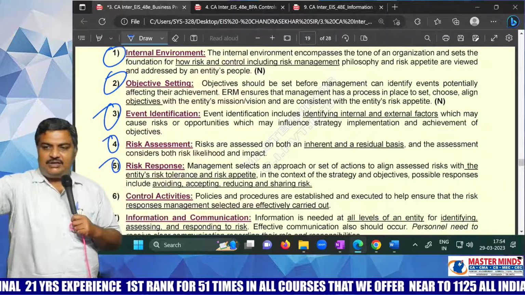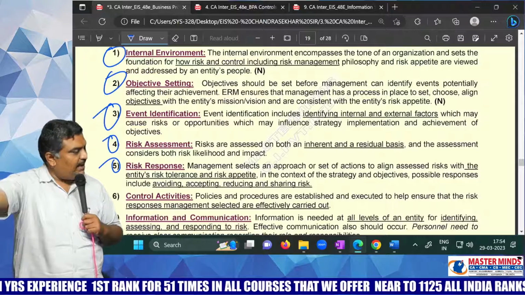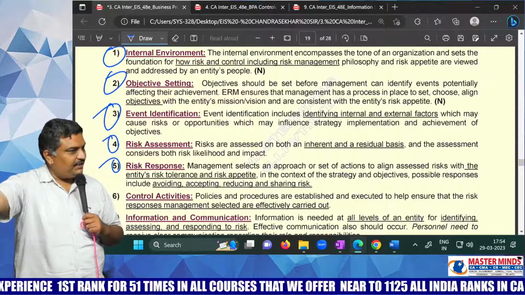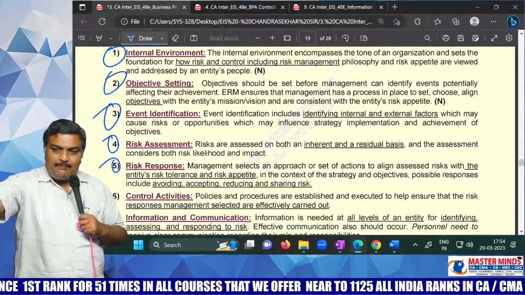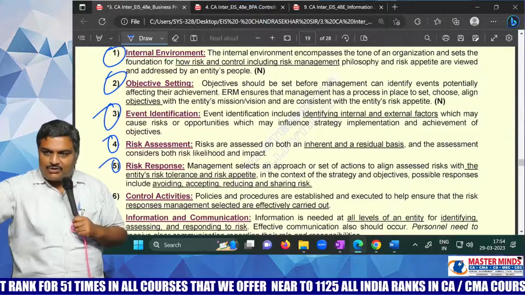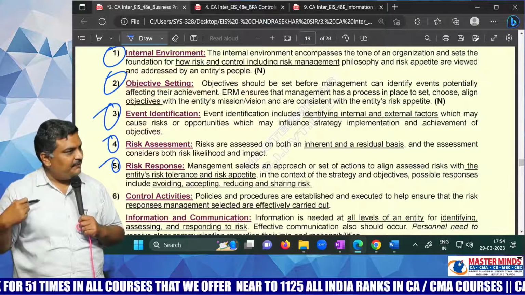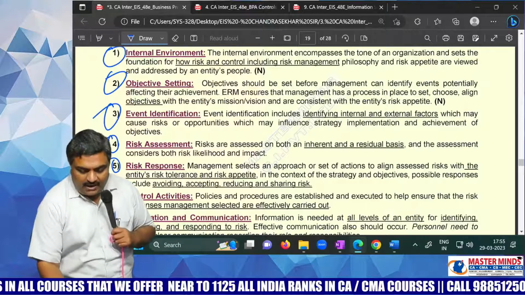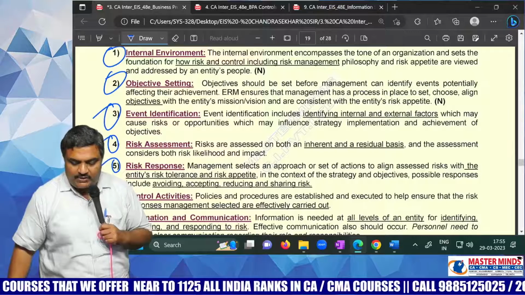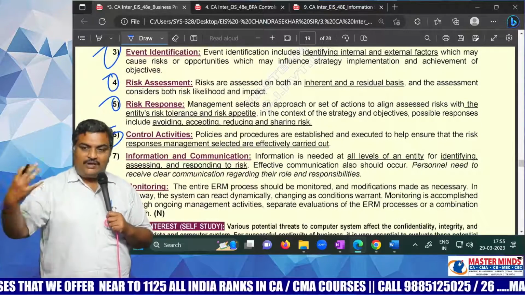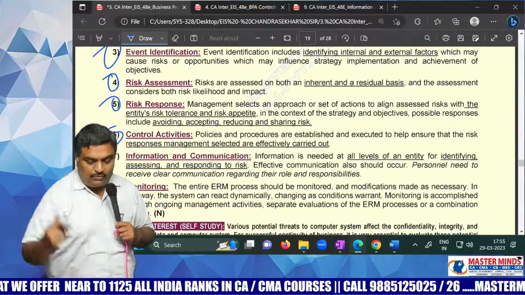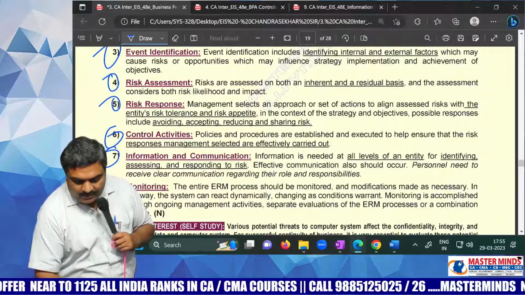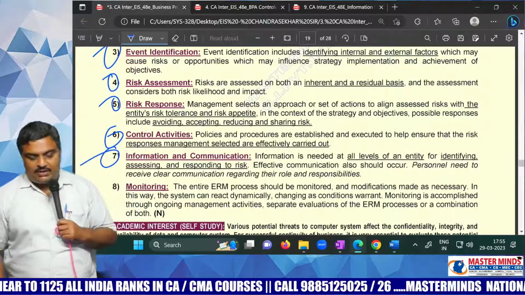Event identification, sir, this may happen. That is event identification. And if that happens, what is the risk to us? How much risk is there to us? Risk assessment. And how can I handle that? Risk response. And control activities. Control activities means what? What control activities you should take care of to mitigate the risk. And this is the most important thing, information and communication.